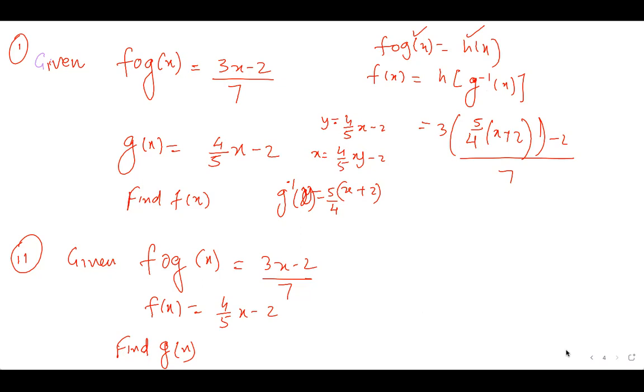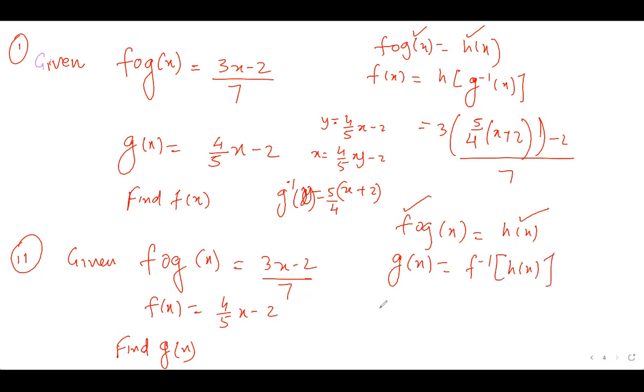While if you look at the second question, here we have been given f of g of x is nothing but h of x. You have been given h of x, you have been given f of x, so you have to find g of x. So g of x is going to be f inverse of h of x.